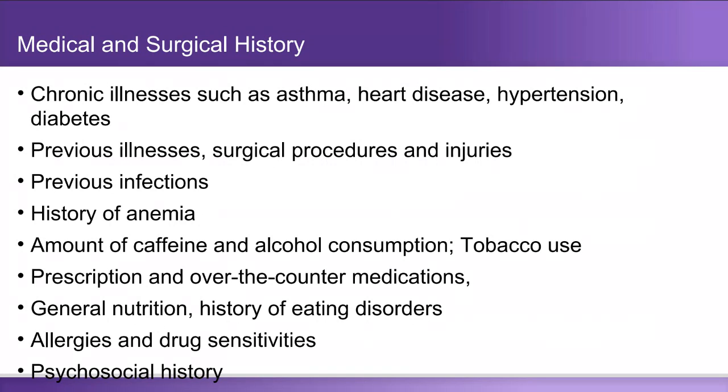What is their caffeine and alcohol and tobacco use? We want to talk about their prescription and over-the-counter medications. Not all medications or herbal remedies are safe for pregnancy, so we want to make sure we know what that is, that women check with their doctor before taking any new medication, and make sure that we take things that are safe for pregnancy. We want to know about their general nutrition, any history of eating disorders, any drug sensitivities or allergies, and also psychosocial history, because there are mood disorders that can also accompany pregnancy.